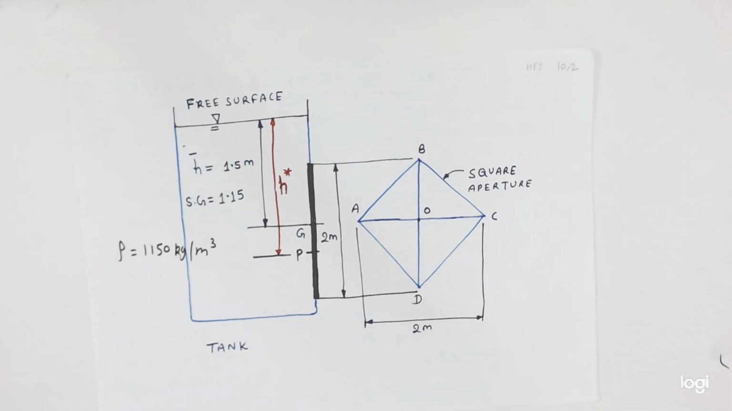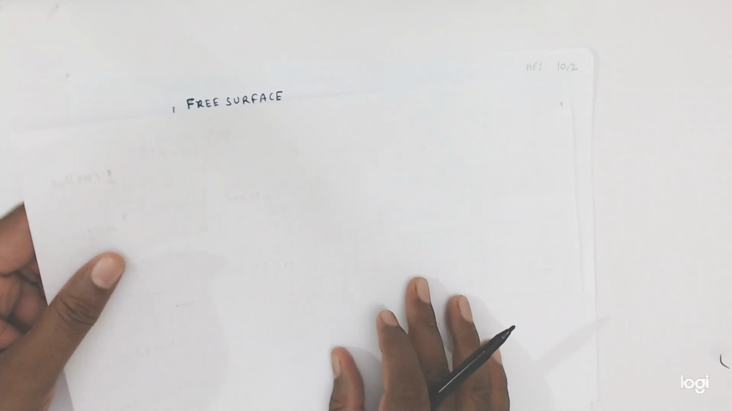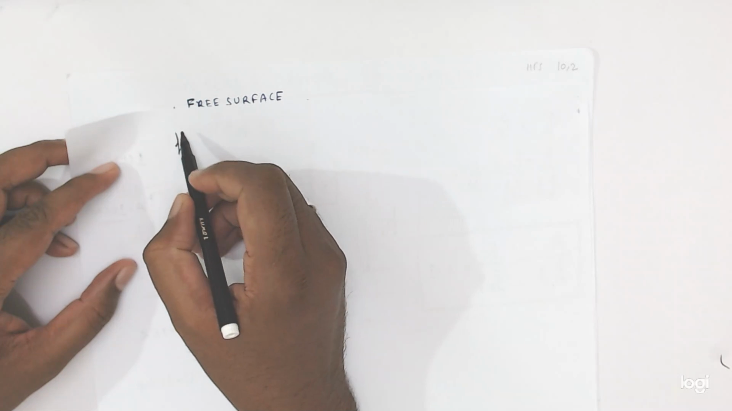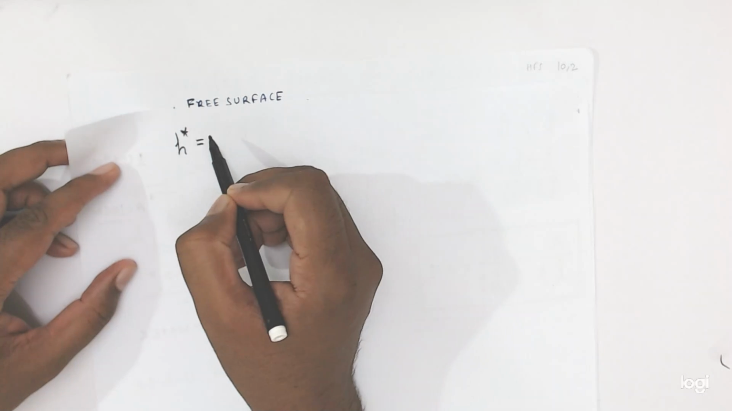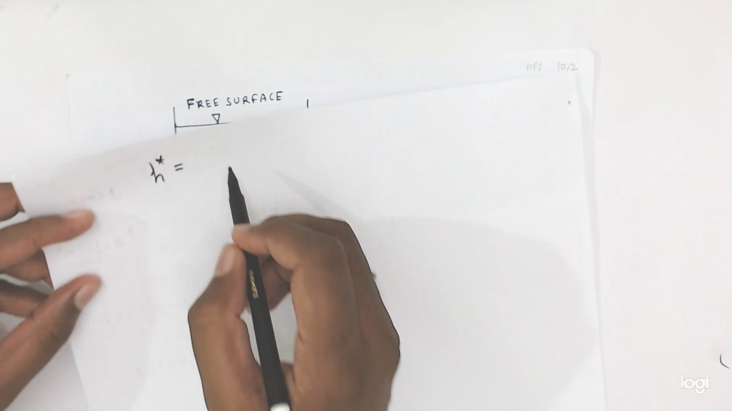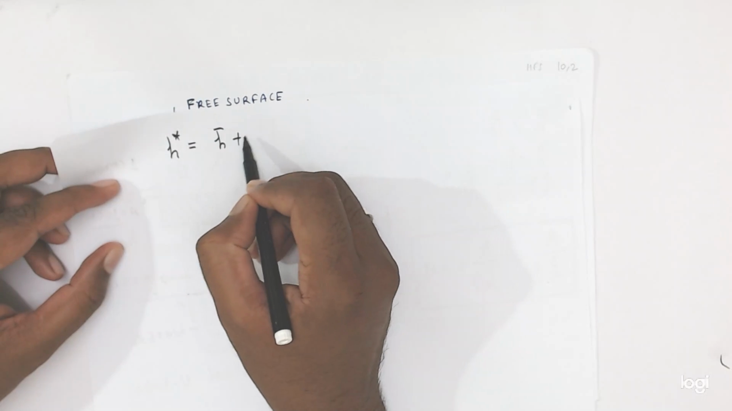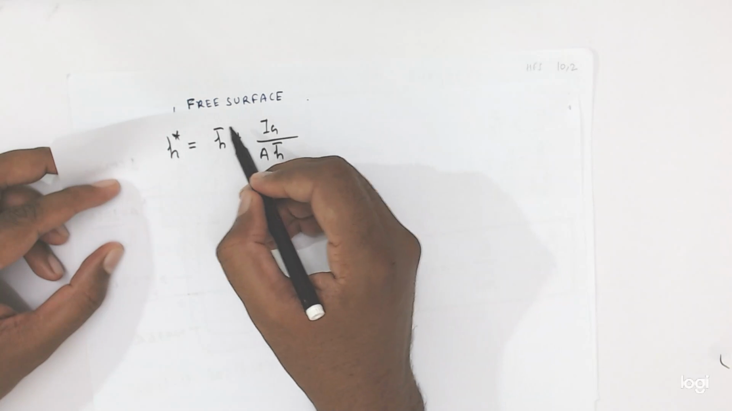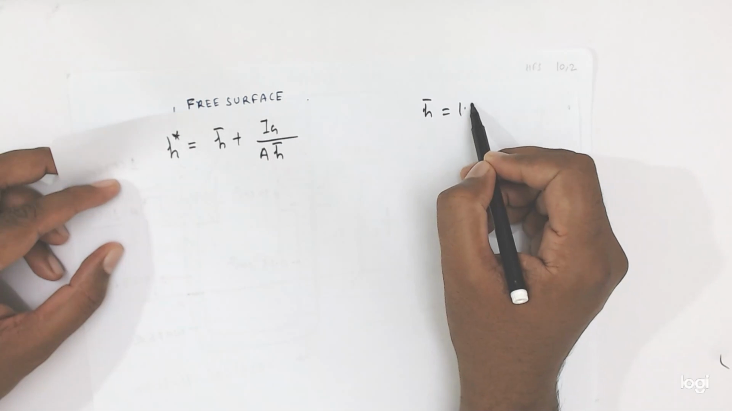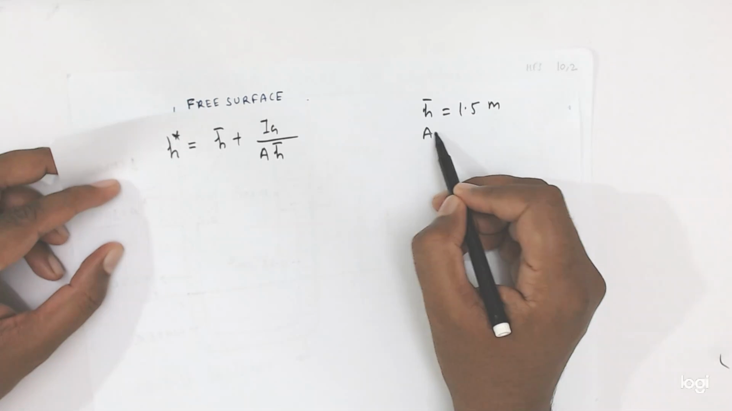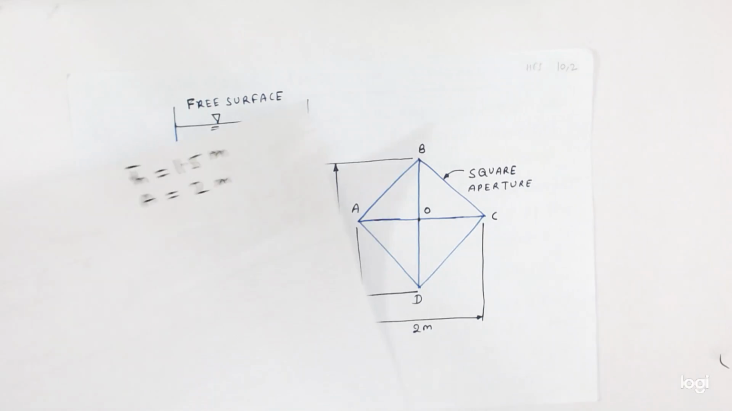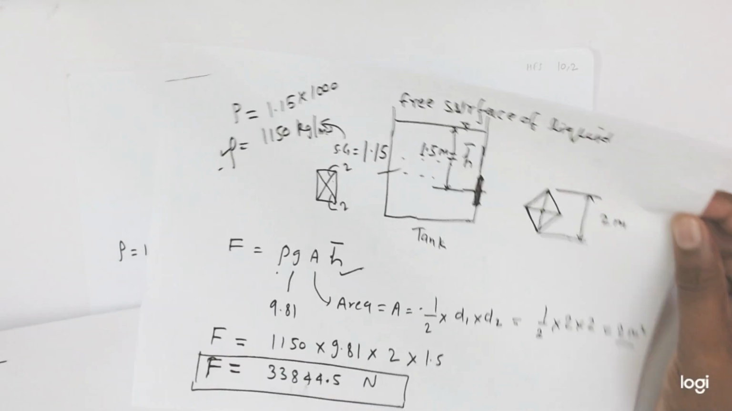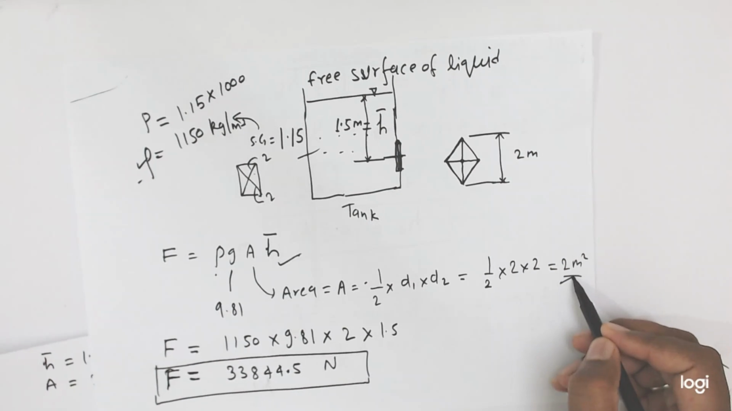For center of pressure, friends, H star, we know that since it is a vertical case, the value will come H bar plus Ig upon A into H bar. This H bar value we are knowing, how much? 1.5 meter. Area we already calculated, 2 meter. From here, this is the area and this is the H bar.